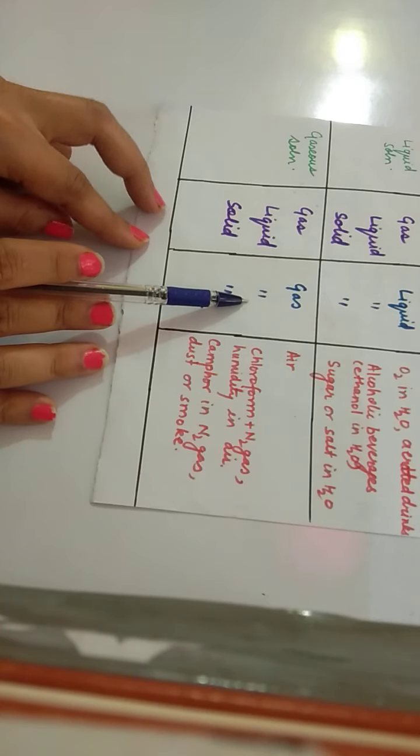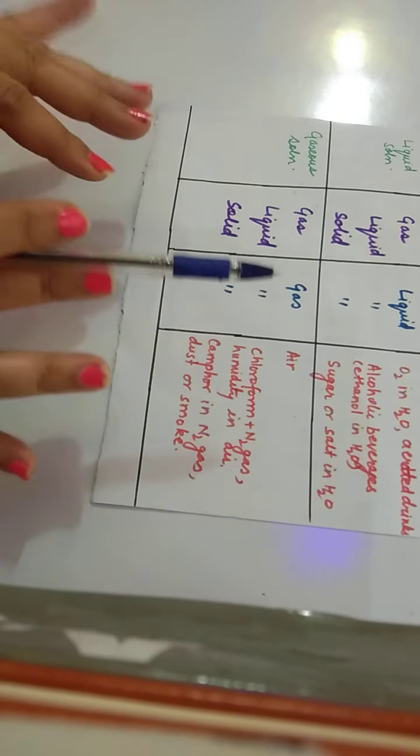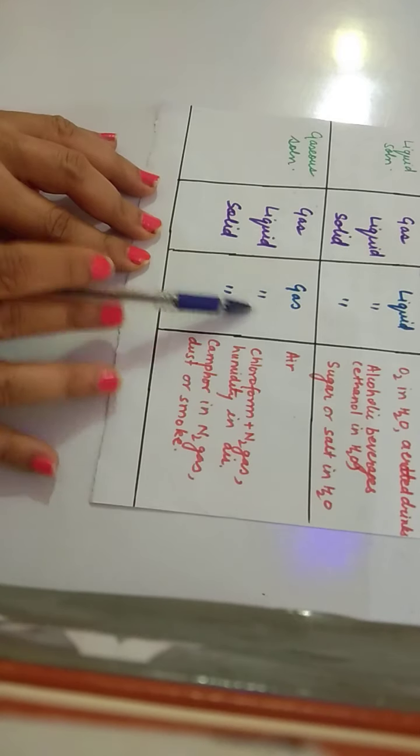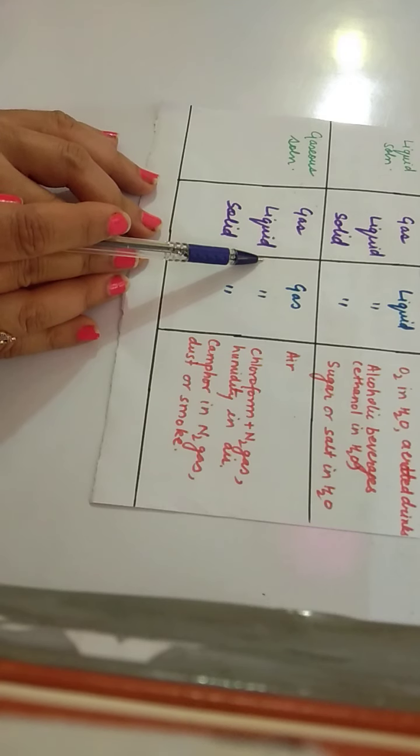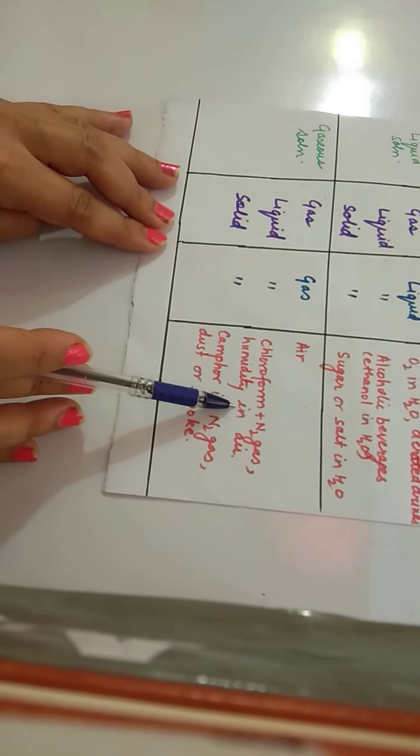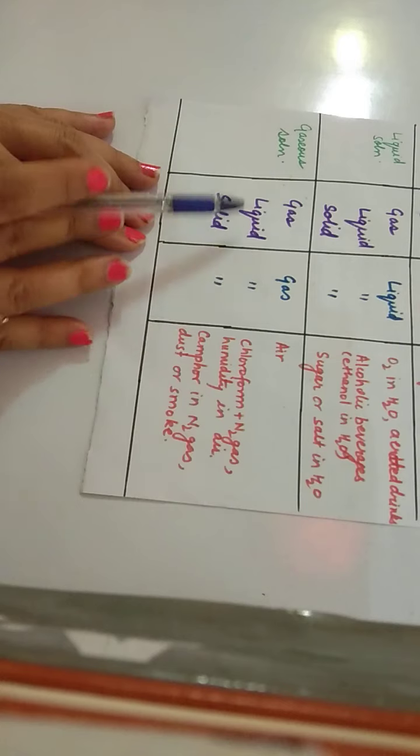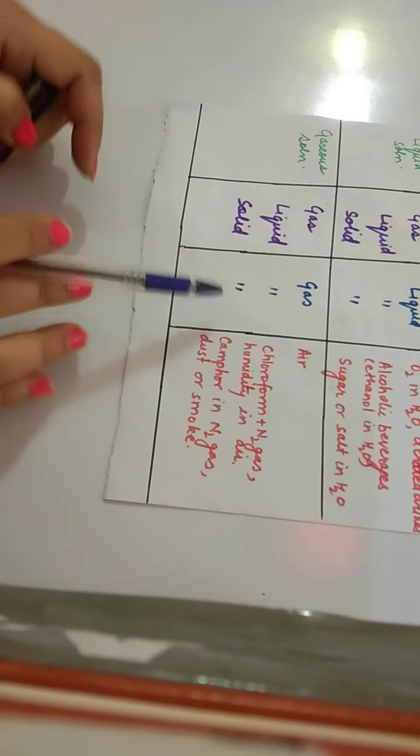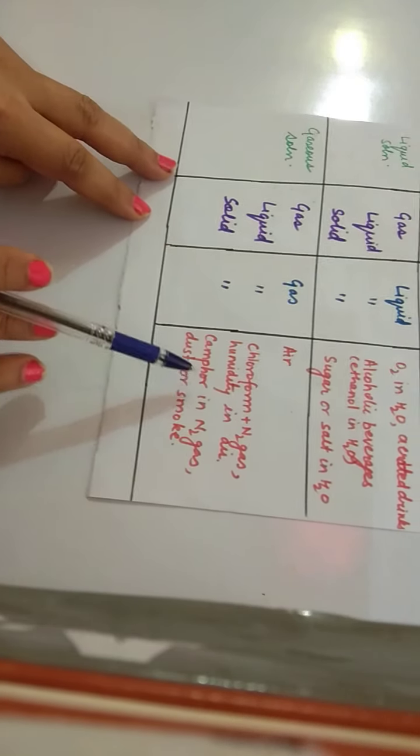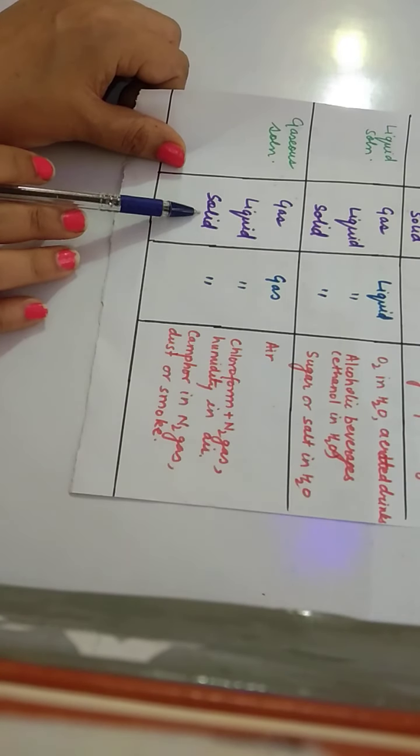You know the humidity of air. Air is in maximum quantity, so gas is in more quantity, and in that water droplets are suspended. That is humidity in air. Humidity, that is water droplets in air. The last one is solid in gas. You can see in air, dust particles or smoke particles are suspended. So dust or smoke are examples of solid in gas.